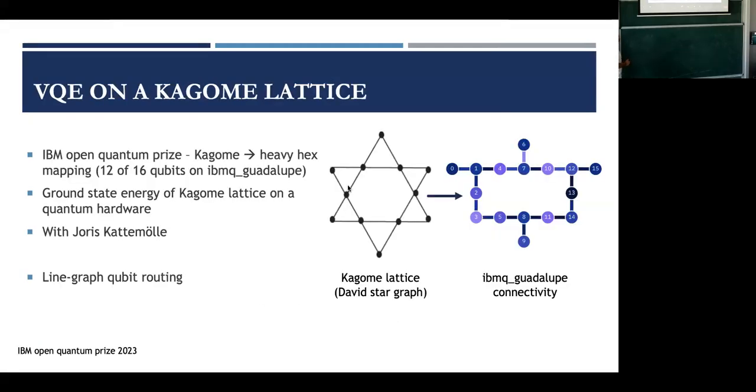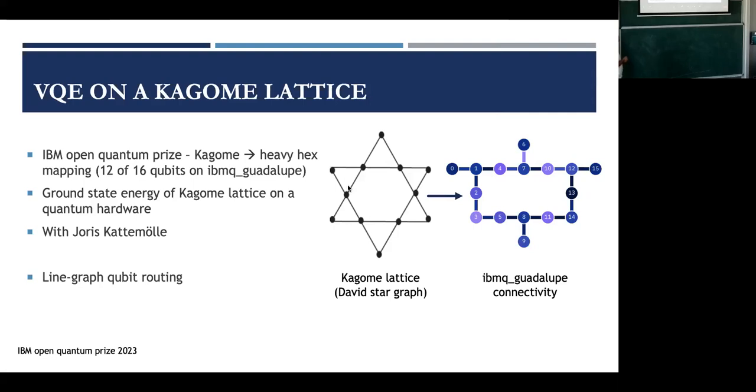One of the advertisements: the IBM Open Science Prize was announced in 2022, and in January, Joris Kattemölle and myself started collaborating on this particular project. This was basically a side project where we were supposed to calculate the ground state energy of spins on a Kagome lattice, and this is what it is. And we have the hardware with the heavy hex coupling graph, so we need to map this to here.